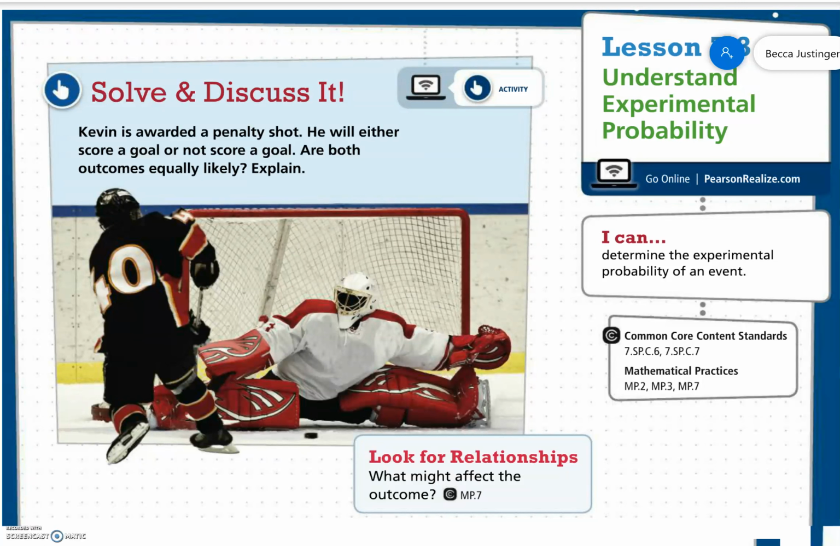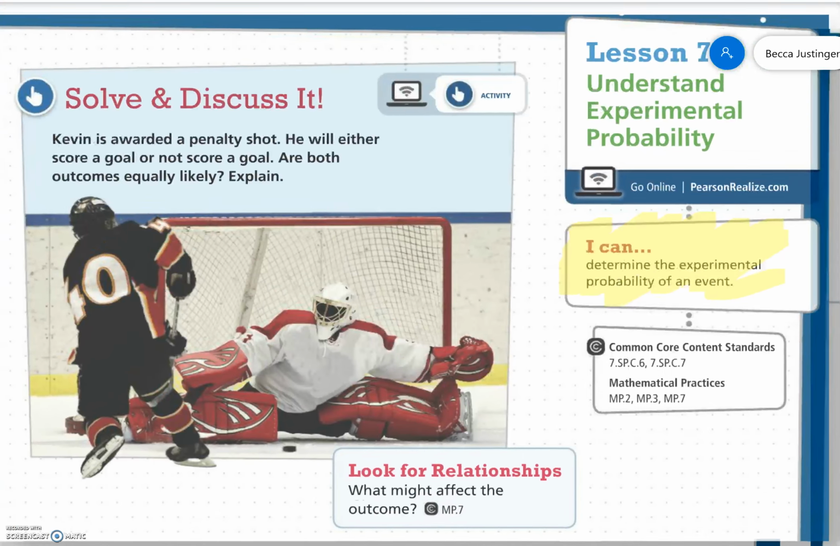By the end of the lesson, I want you to be able to say, I can determine the experimental probability of an event. Let's solve and discuss it. Kevin is awarded a penalty shot. He will either score a goal or not score a goal. Are both outcomes equally likely? Explain. What might affect the outcome?